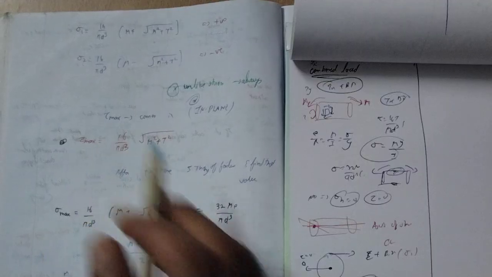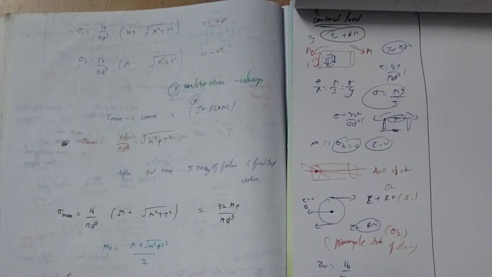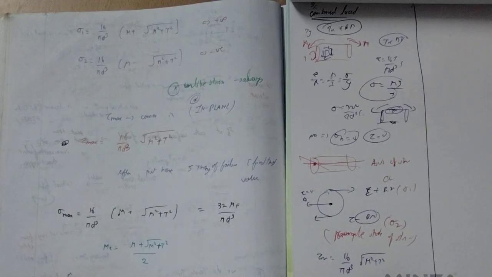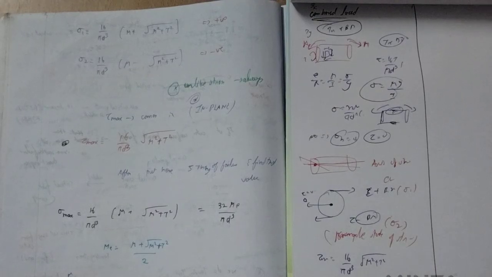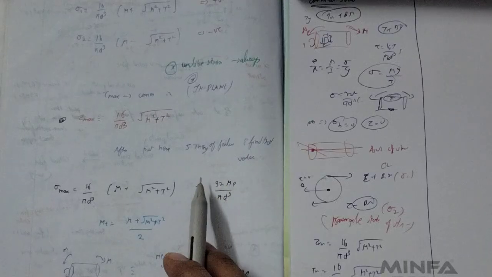Suppose they ask about tau maximum, this is the basic formula. Tau maximum equal to 16 divided by pi d cube root of M square plus T square. After you put your values there, you can find everything.